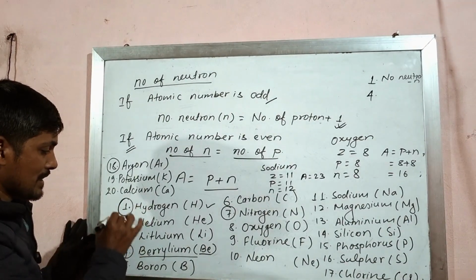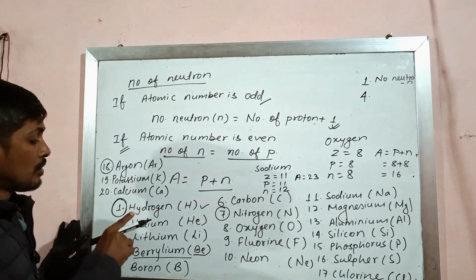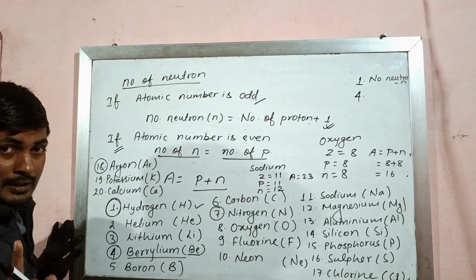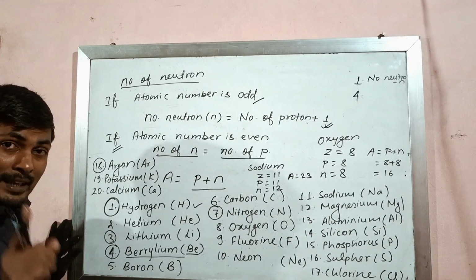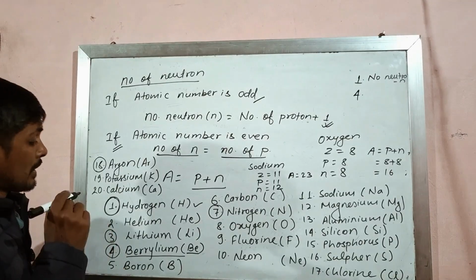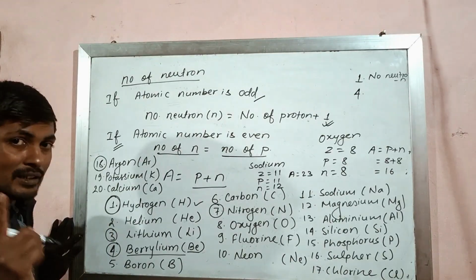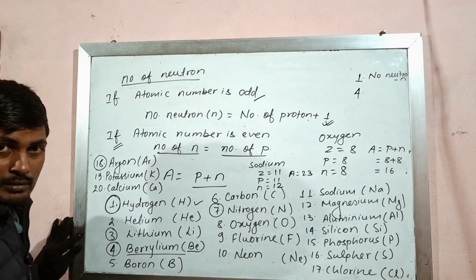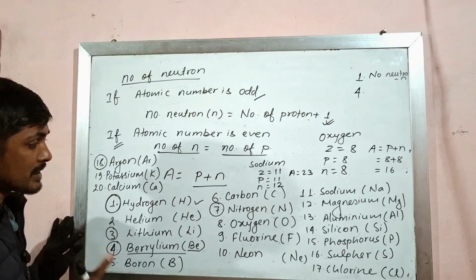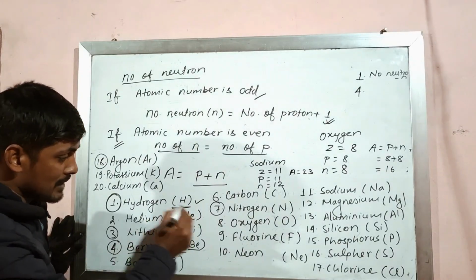And remember always, hydrogen is the first element where in hydrogen there is no neutron. There is 1 electron and 1 proton in hydrogen. So in case of hydrogen, atomic number and atomic mass are equal. So what is the atomic number of hydrogen? 1. What will be its atomic mass? 1. We have to remember this.